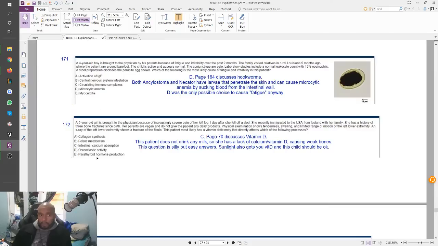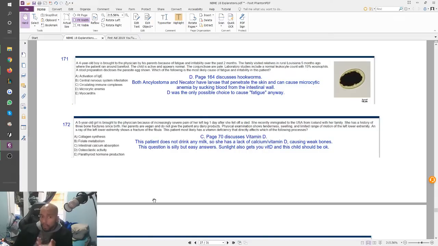Okay, so not bad. 172 was a question about vitamin D. Very, very straightforward. A 5-year-old girl is brought to the physician with increasing severe pain in her left leg one day after she fell off a sled. She recently came to the USA from Iceland. She has a history of 3 bone fractures since birth. Parents are vegan and do not give the patient any dairy products.